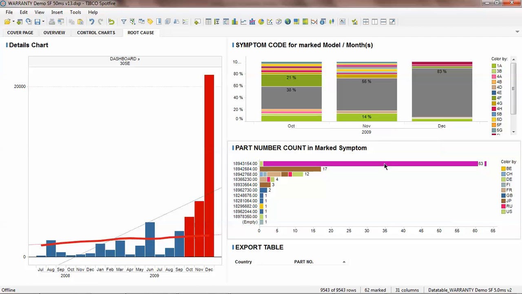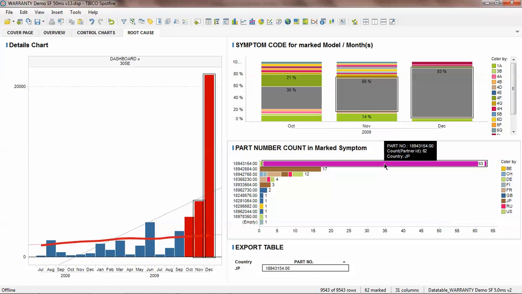I've set up a very simple export table at the bottom of the screen here, and by clicking on that particular part, I can now take off a table of data, collaborate with my colleagues, with my distributors, with my customers, or indeed with this particular partner in my supply chain.